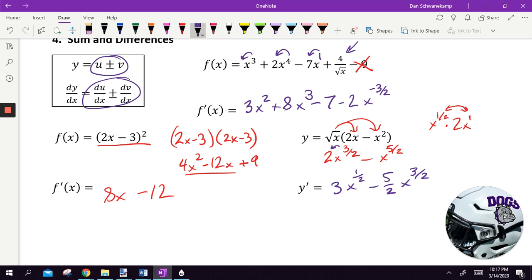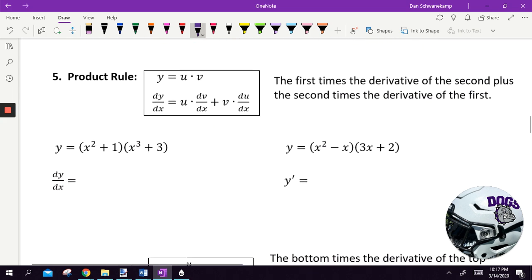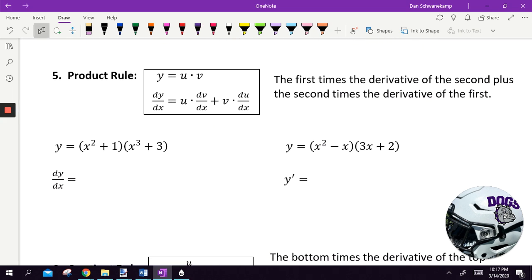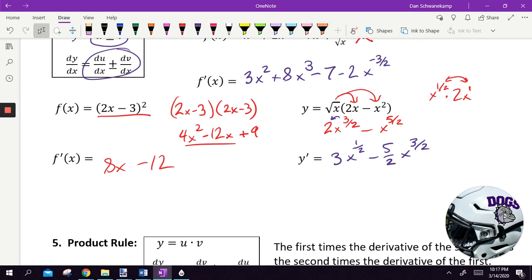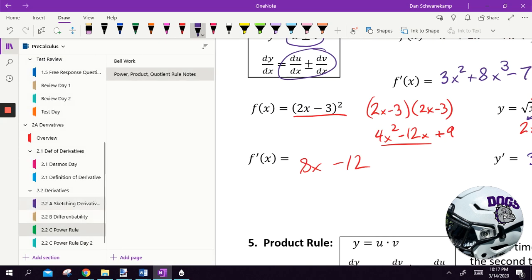We're doing good. Go through a couple more here, and then we'll call it a day for the first day of notes. I'm getting tired. It's late. Product rule. So if we have two things here, actually, I was going to do this.